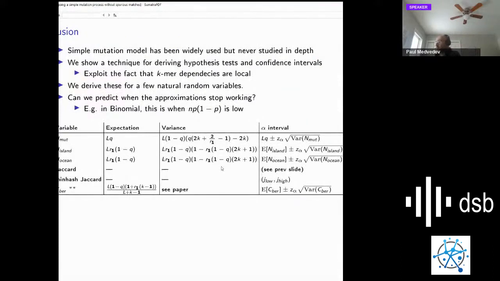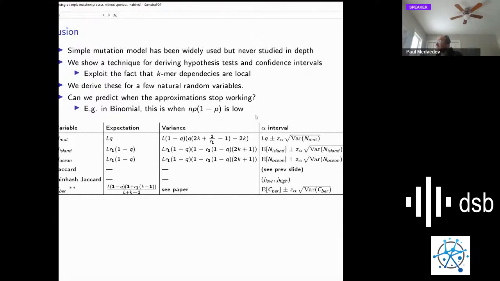So to conclude, we took the simple mutation model, which has been widely studied, we didn't introduce it, but it's never been studied in depth as far as we know. And we looked at it in more depth, and we gave a technique for deriving hypothesis tests and confidence intervals in this model. And this technique exploits the fact that the kmer dependencies are local. We then applied this technique to some natural random variables.